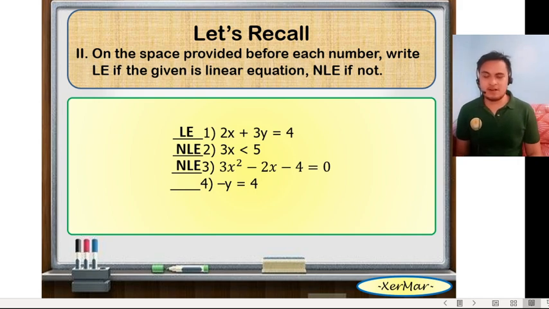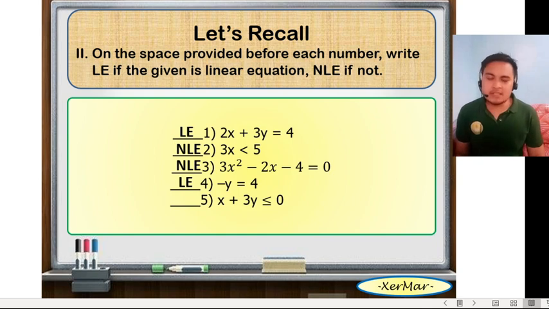Next, number 4. Negative y equals 4. So, what do you think? Linear equation or not linear equation? So, the variable is negative y. Again, the variable is y. But what is the highest exponent? Invisible one. So, that is linear equation or LE. Next, number 5. x plus 3y is less than or equal to 0. So, number 5 is also an example of linear inequality. So, therefore, this is NLE. Ganun lang naman yung tandaan ninyo guys kapag equation, equality symbol. And then, when we are talking about linear, the highest power or exponent of a variable or variables is 1.